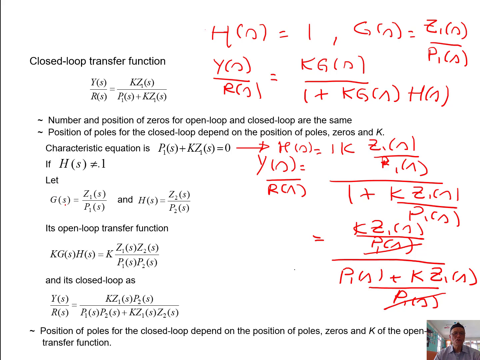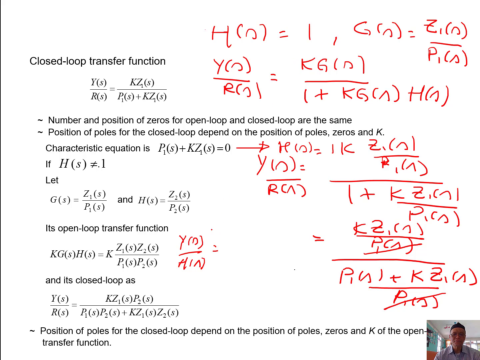Okay, let's look at when H(s) is not equal to 1. Let us define G as Z1 over P1 as before, and H is Z2 over P2. So from here, we know that the open loop transfer function is just K Z1 Z2 over P1 P2, and the closed loop is just like this one. But now the value of G and H is different, so by putting the values here and doing the same thing. Okay, never mind. Let's do it again.